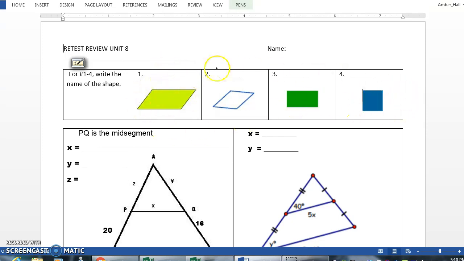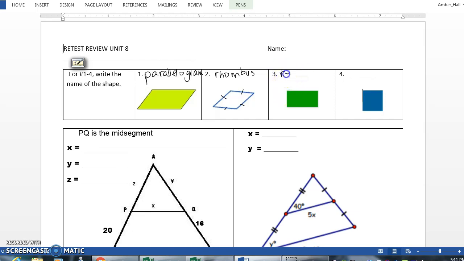These are the different types of quadrilaterals. First, we have a parallelogram. Next, this is a rhombus. You can tell because the 4 sides are congruent, but they're not 90-degree angles.